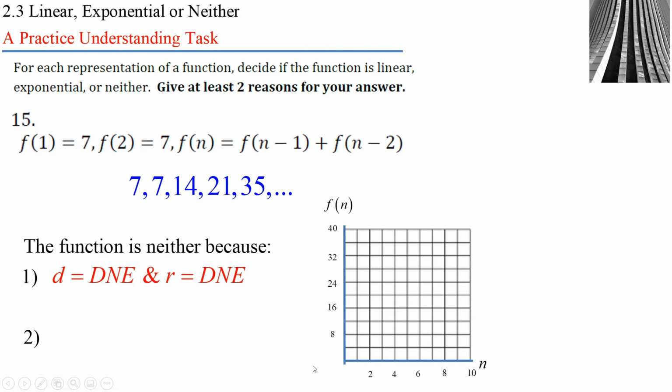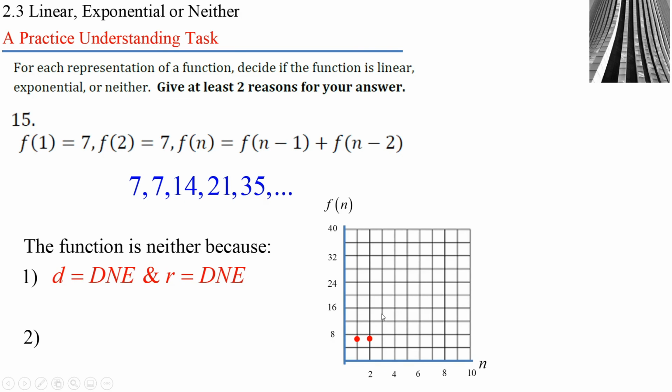Okay, now let's start plotting our points. So remember, this is my first term. So when n equals 1, I'm going to be at 7. That's 8. That's 4. So 7 is going to be right in there. And at 2, I'm still at 7. And then at 3, I jump to 14.